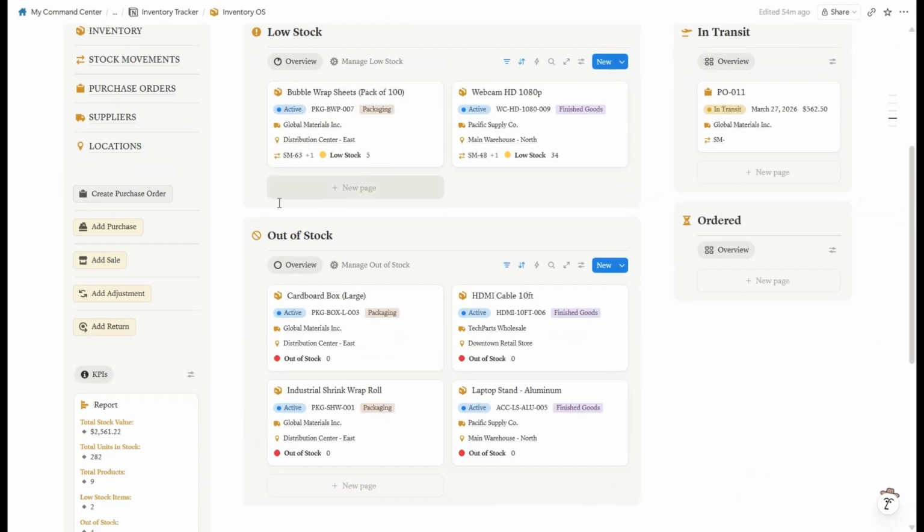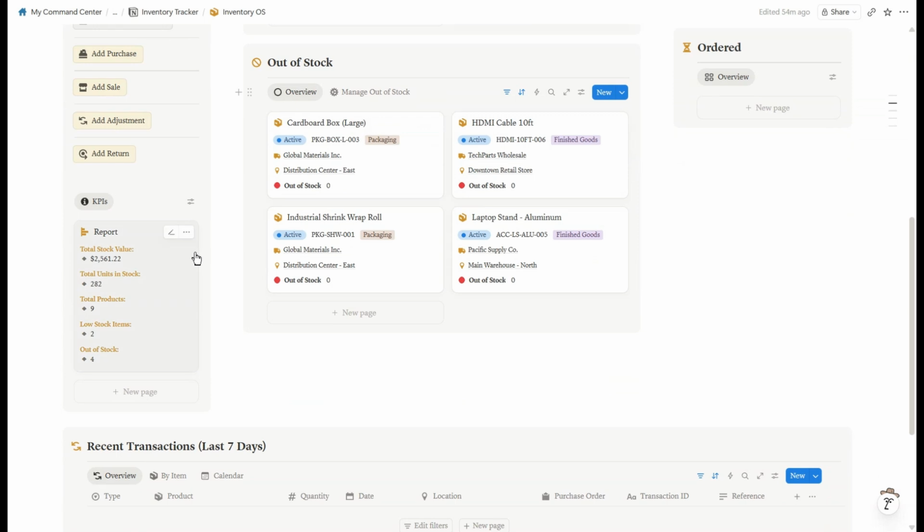The KPI section gives you a high-level snapshot of inventory performance. You can quickly see total stock value, total units in stock, total products, low stock items, and out-of-stock items. This turns the system from a simple tracker into a decision dashboard.